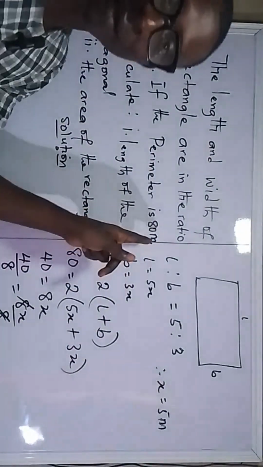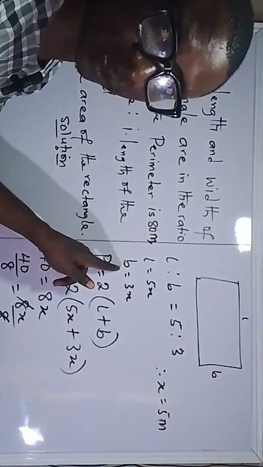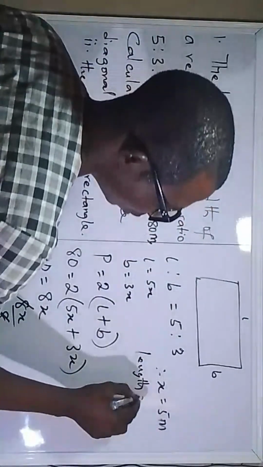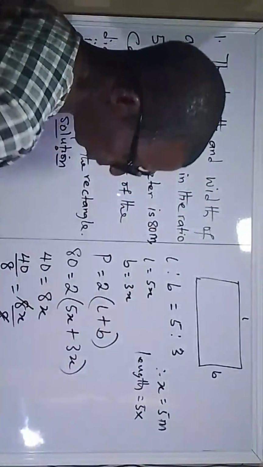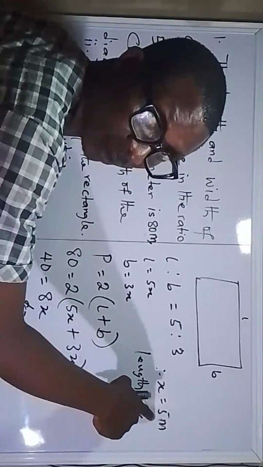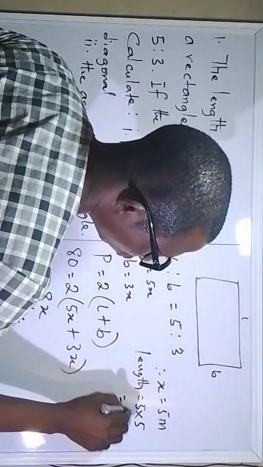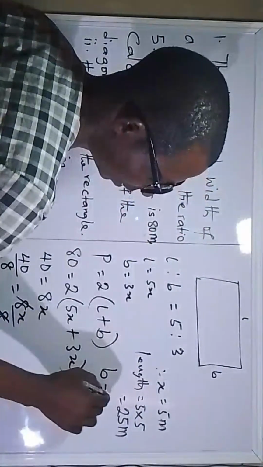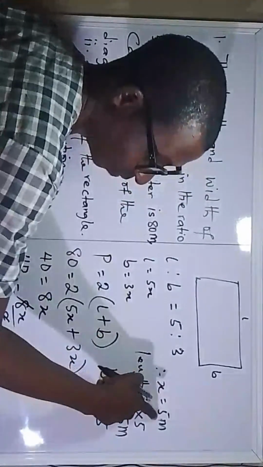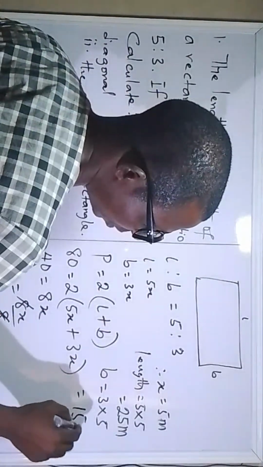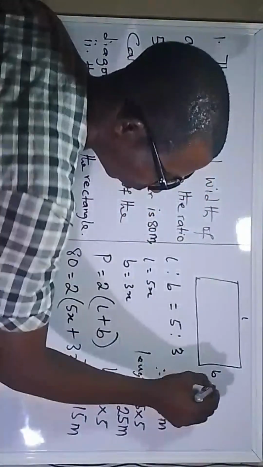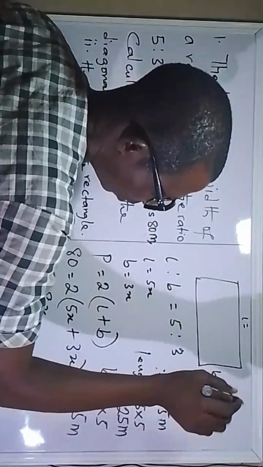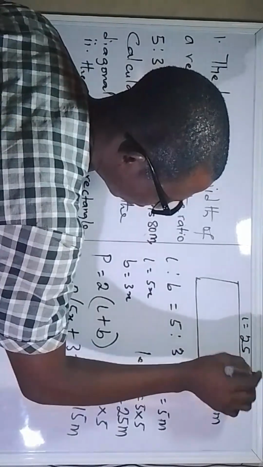So now, of course, we can get our length and the width. The length of the rectangle now is going to be 5 times x, x is 5, so 5 times 5. That will be 25 meters. While the breadth now will be 3 times 5, x is 5. That will be 15 meters. Alright, so we can put it here. So the breadth is 15 meters, while the length is 25 meters.